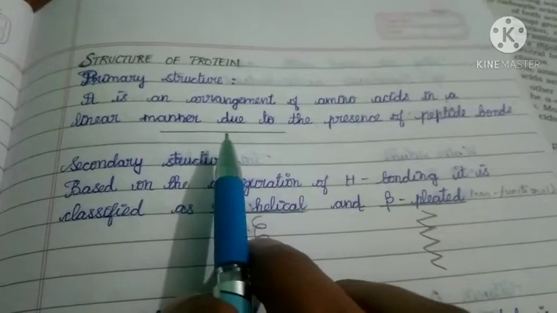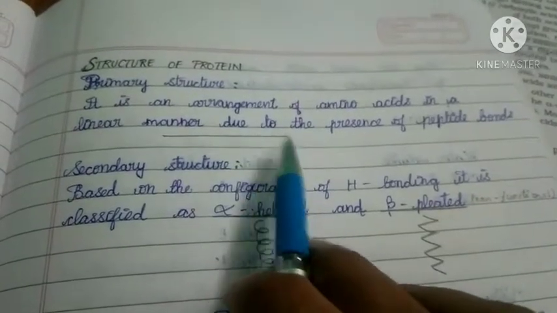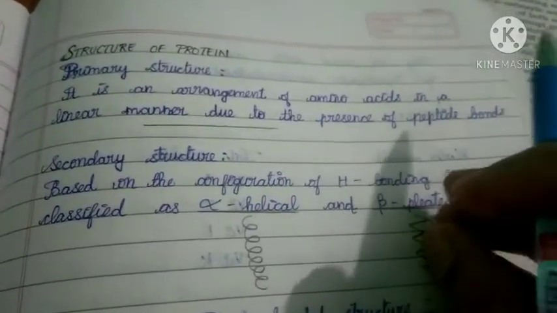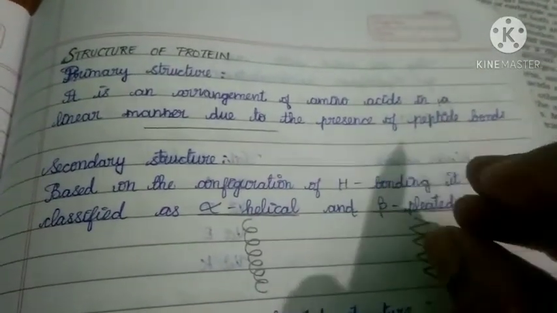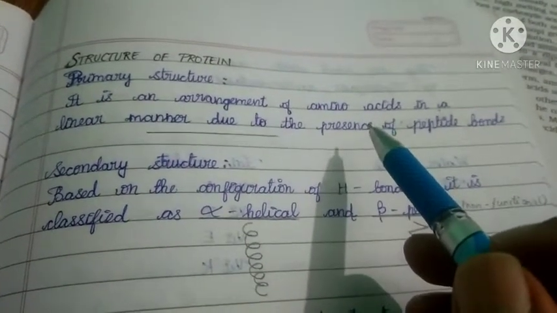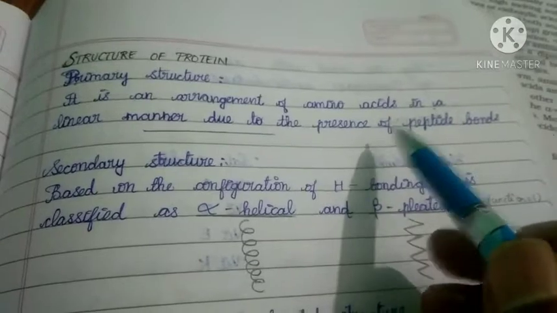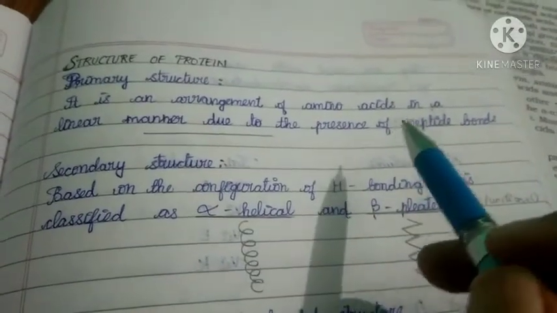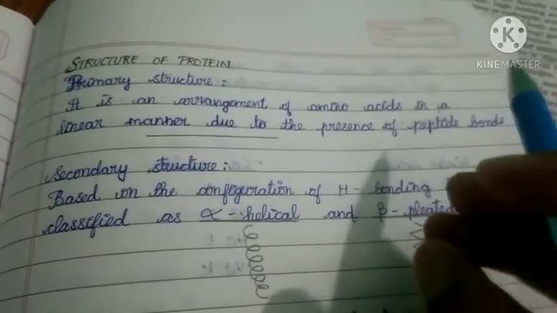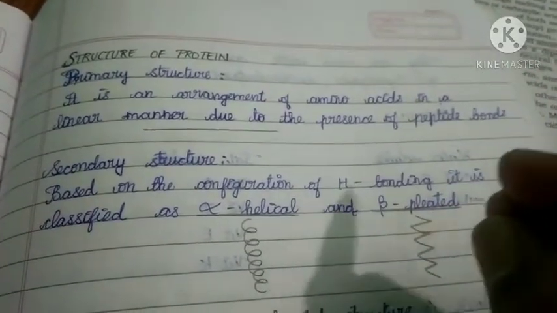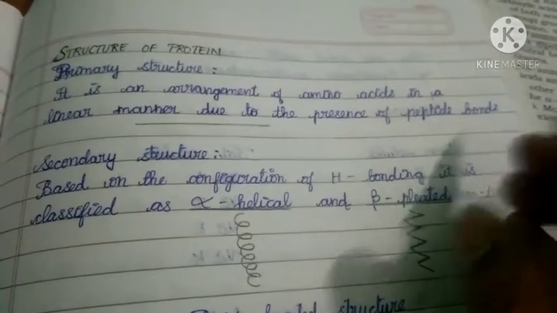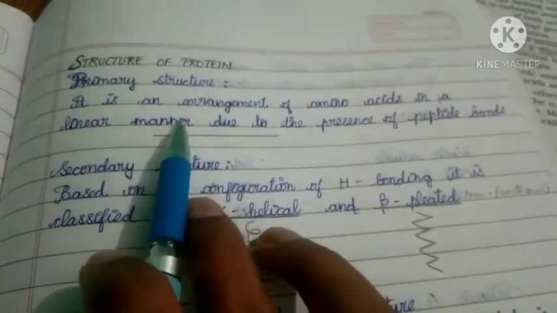That means every peptide chain contains a specific number of amino acids in a linear arrangement. If that arrangement changes, then the protein also changes. So every peptide chain contains a specific number of amino acids which are present in a linear manner. That is about primary structure.